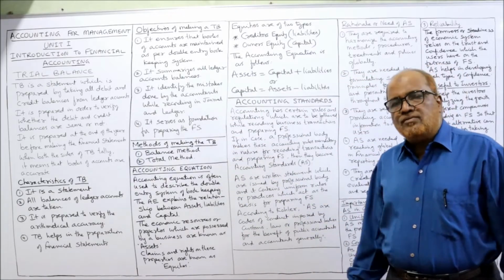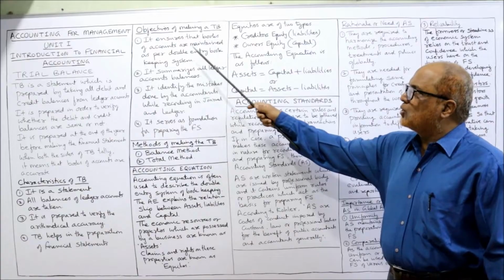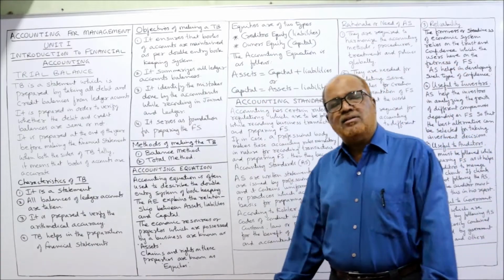The objectives, why we make the trial balance. The first one, it ensures that books of accounts are maintained as per the double entry system.